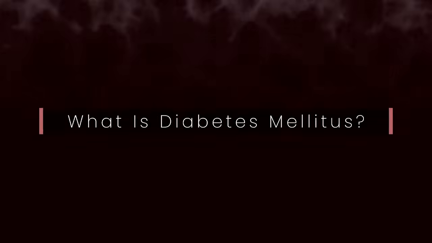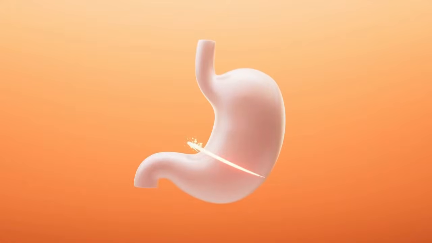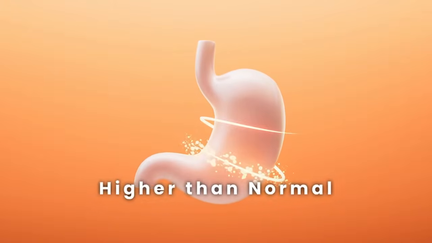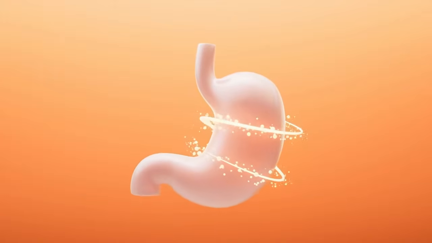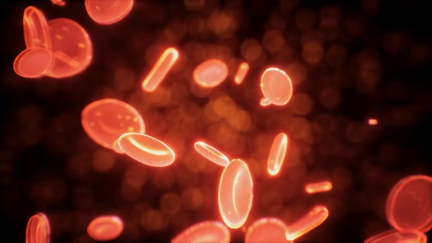What is diabetes mellitus? Diabetes mellitus is a long-term health condition where the level of sugar in your blood becomes higher than normal. Your body needs sugar for energy, just like a smartphone needs a battery to work. But that sugar must go inside the cells of your body, where it can be used.